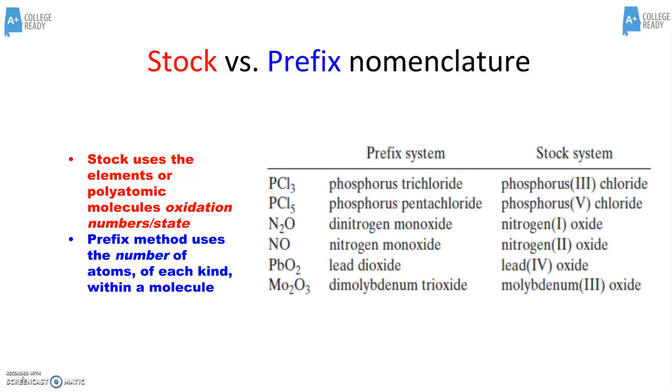If you skip back up to N2O, notice that if our first element does have a subscript other than 1, it will have a prefix. On the student notes, your prefixes are 1 for mono, 2 for di, 3 for tri, 4 for tetra, 5 for penta, 6 hexa, 7 hepta, 8 octa, 9 nona, and 10 deca. The first 4 are going to change depending upon our naming systems. 5 through 10 stay the same throughout all naming of our compounds and molecules.